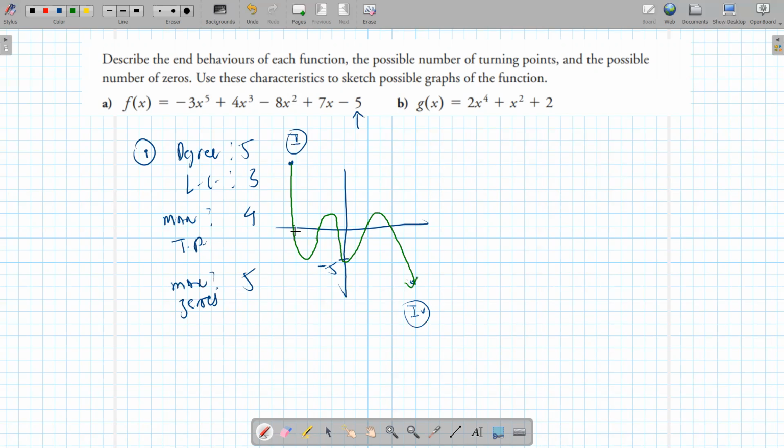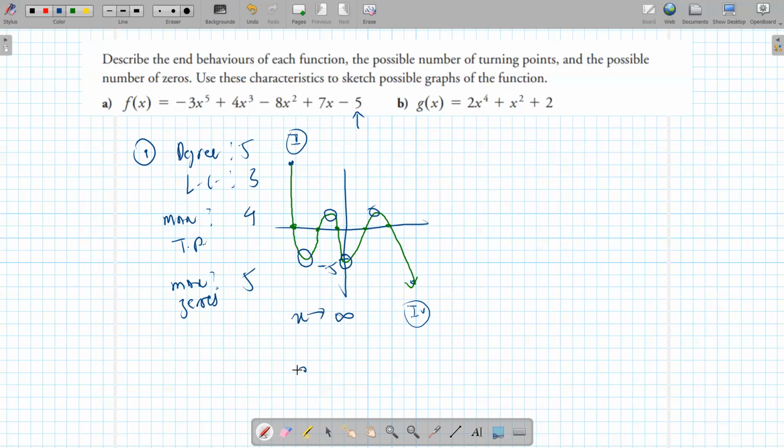Boom. Now let's see if this fits the criteria. We have 1, 2, 3, 4, 5 zeros. Yeah, so that's a check mark there. And at the same time, we have 1 turning point, 2, 3 turning points. So there you go. Now tell me the end behaviors for this.